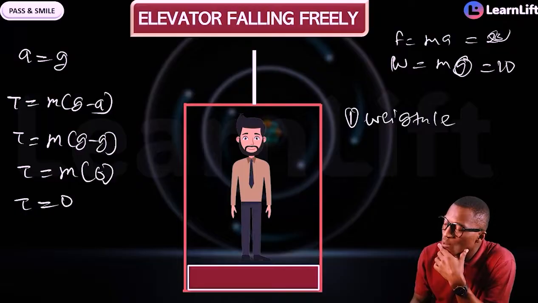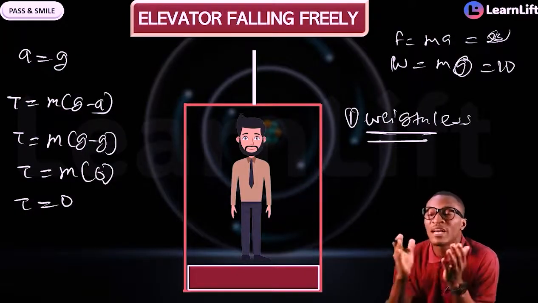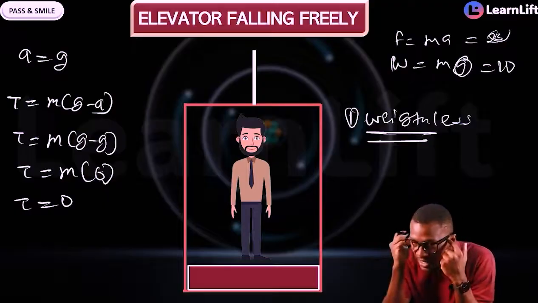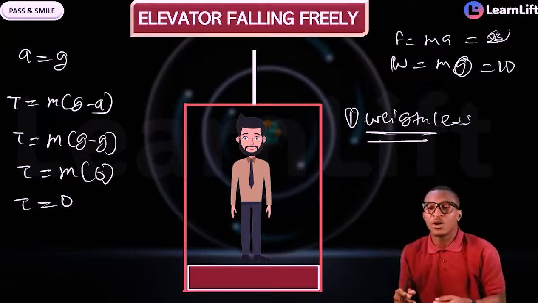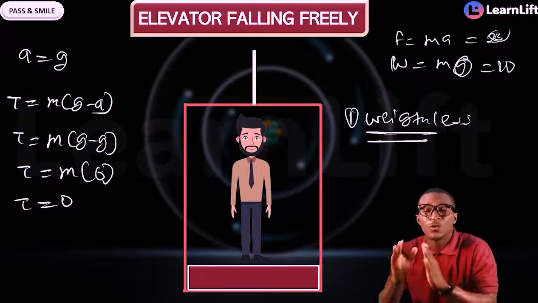This is where weightlessness comes from. The man is going to be what? Weightless. So if it was observed that a man was weightless, what should I tell you? You should know that the elevator was undergoing free fall. Please, do you understand? I took my time to explain the 4 conditions.